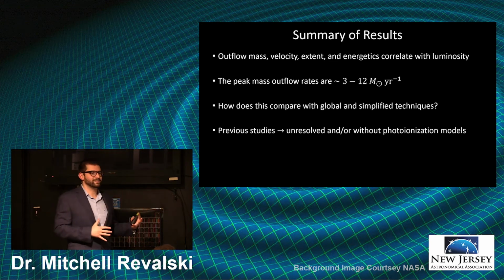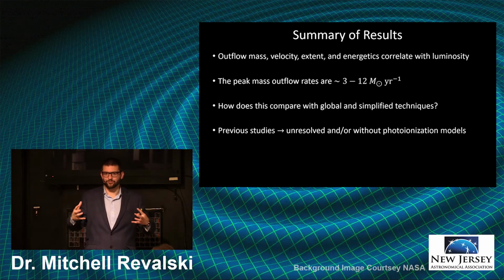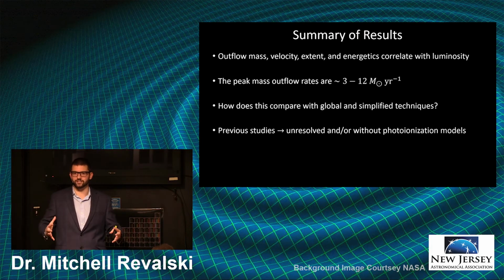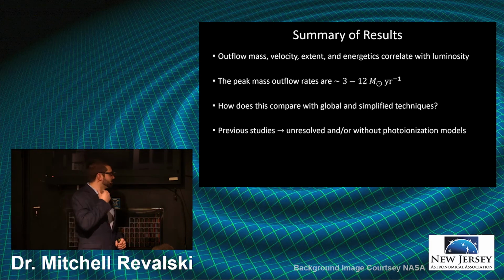So what we're seeing is that the amount of gas in these outflows, how fast it's moving, and how far it reaches into the galaxy is linked to the power of our AGN. So that kind of makes sense. The more energy that we pump into the galaxy, the more gas we can excite, the more quickly we can drive it, and the further it can reach out into the galaxy. So that seems good so far.